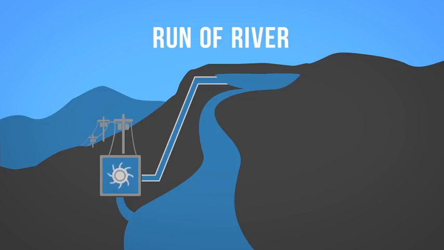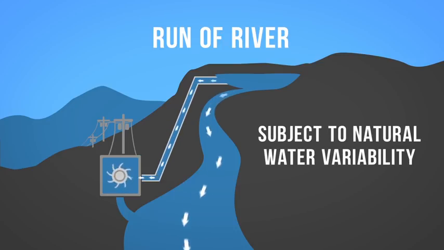Run-of-river still uses turbines and generators, but relies on natural water flow rates of rivers, diverting just a portion of the water through turbines. Because run-of-river hydro is subject to natural water variability, it is more intermittent than dammed hydro.